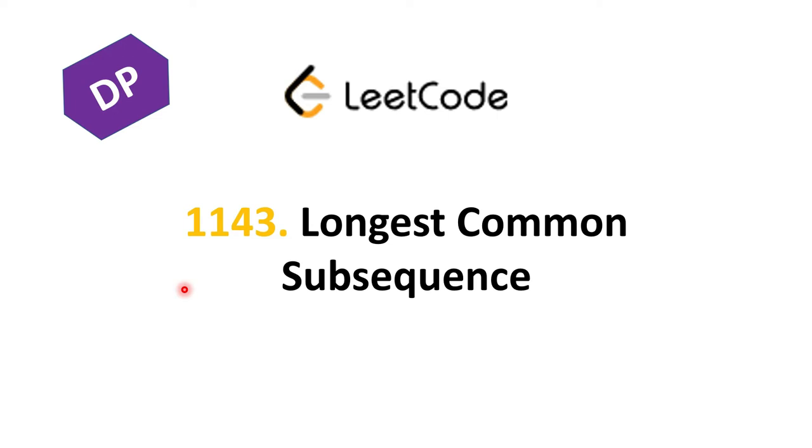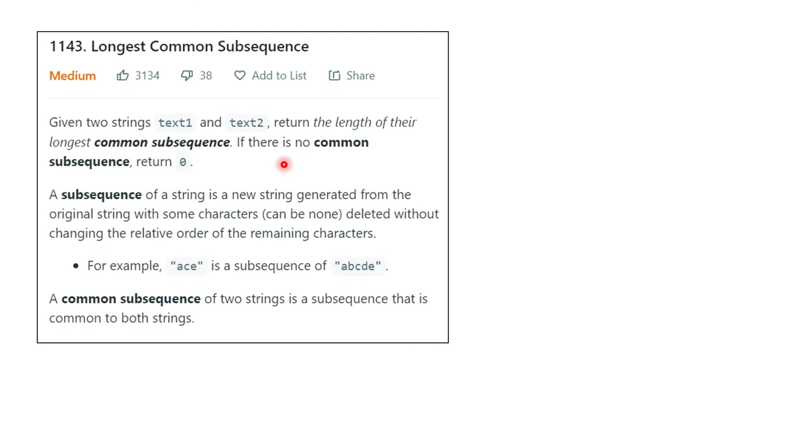So today in this DP series of videos, we will discuss one problem, that is 1143 Longest Common Subsequence. The problem statement says: given two strings text1 and text2, return the length of their longest common subsequence. If there is no common subsequence, return 0. A subsequence of a string is a new string generated from the original string with some characters, possibly none, deleted without changing the relative order of the remaining characters.